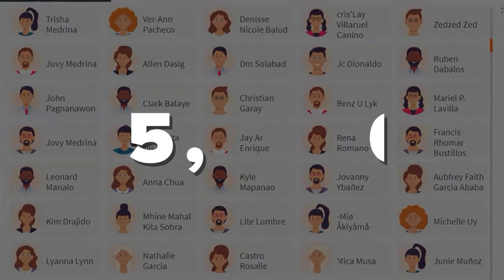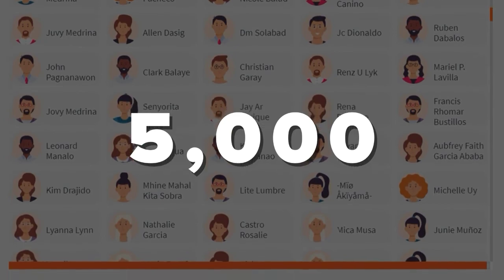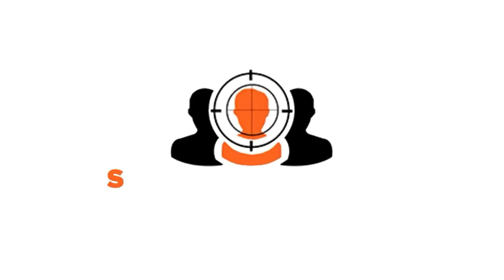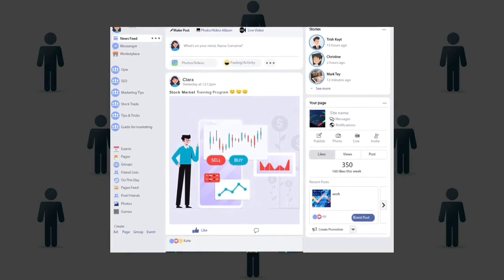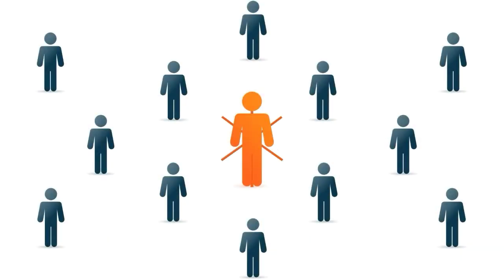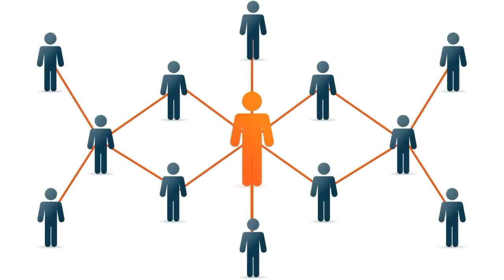Imagine speaking to a crowd of 5,000 people who all had a problem that you could solve. That is exactly what Social Prospector Pro does for you. It allows you to create that crowd so that every single time you post content on your timeline, you know for sure that it's being seen by the right crowd 100% of the time.